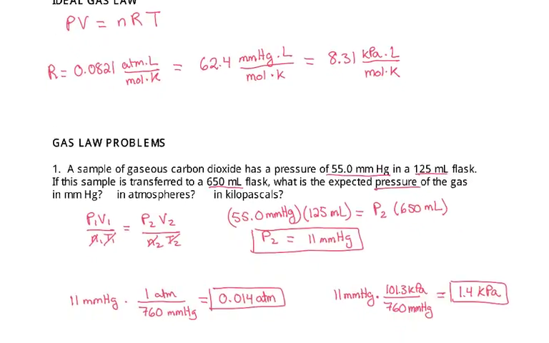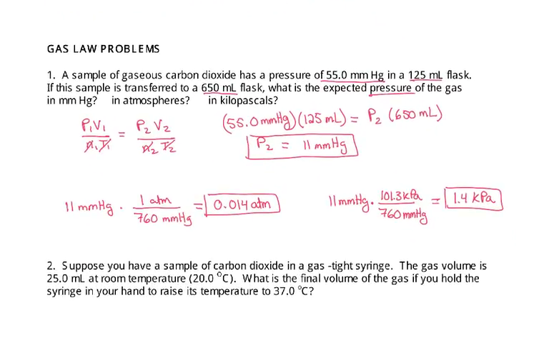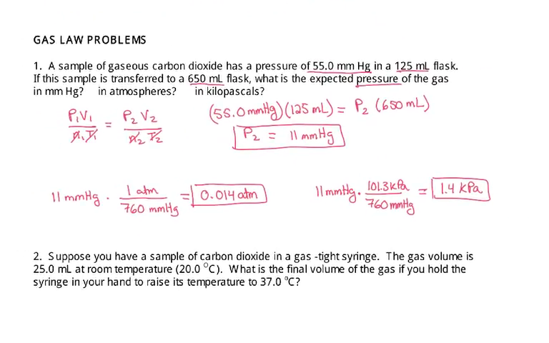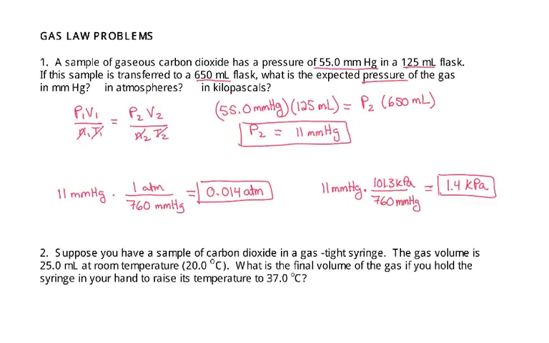And we went over problem number 1 in class. We decided for this one that we're going to use the combined gas law because you have changing conditions. Your pressure changes from 55 millimeters of mercury to something else that you're trying to solve for. Your volume also changes from 125 milliliters to 650 milliliters. And so we set up the combined gas law.